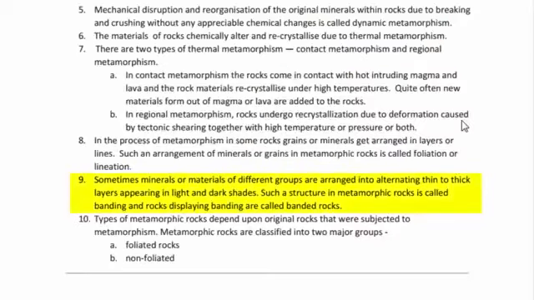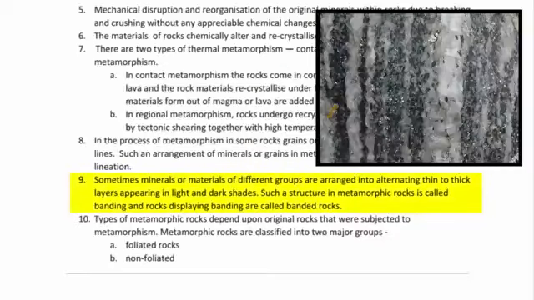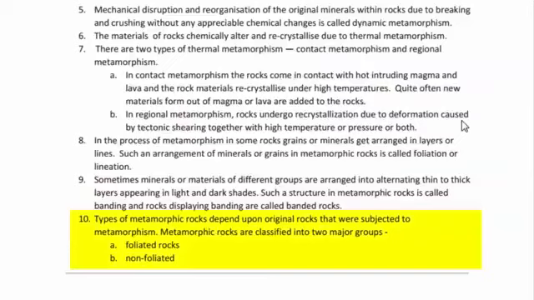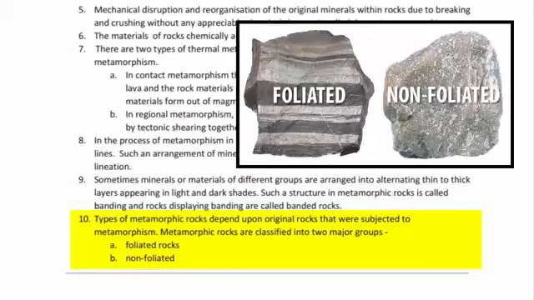Now in a similar manner, we have banding, where layers appear in light and dark shades. They will not have a clear pattern, but still you will see different layers of shades. That's why this is also called foliation. Now types of metamorphic rocks depend upon the original rocks that were subjected to metamorphism. Metamorphic rocks are classified into two groups, foliated rocks and non-foliated rocks. We have read about what foliated rocks are. So under foliated rocks you will see a nice clear pattern sort of a thing, and then you have a banded rock. But the non-foliated rocks look like this.